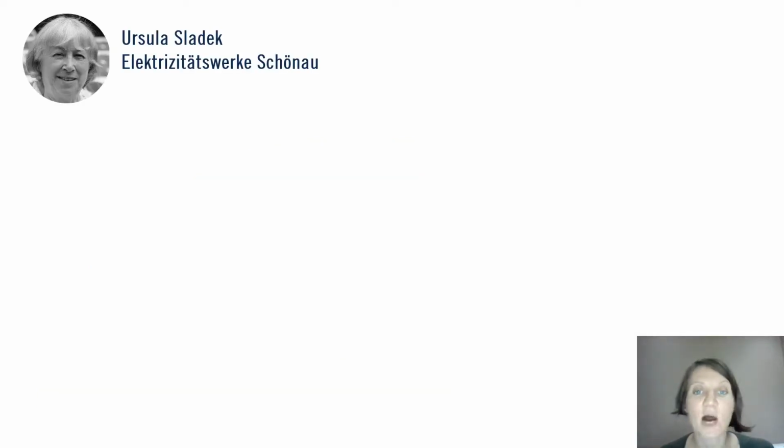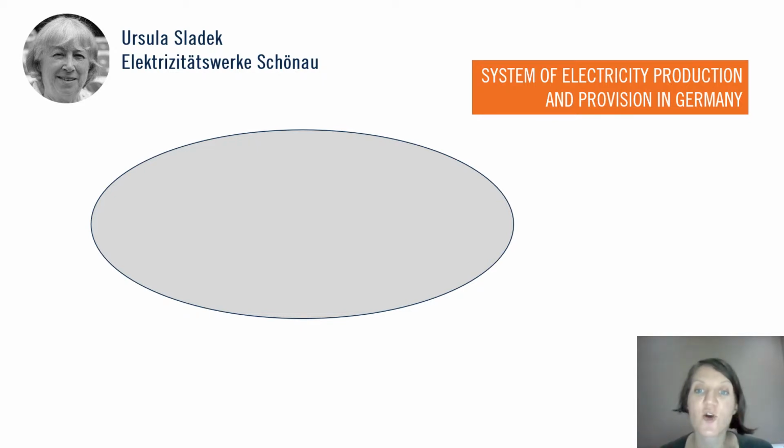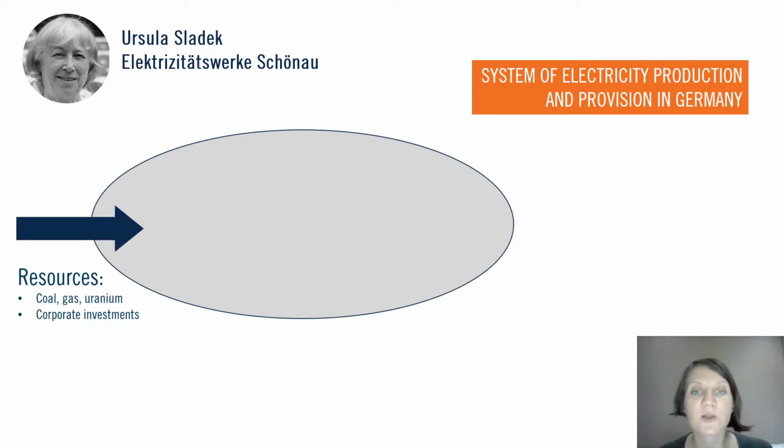Let's have a look at how a system can be analyzed using the 5R tool. We will look at the system of electricity production and provision in Germany that has been the center of attention of our German fellow Ursula Sladek quickly upon the Chernobyl nuclear power plant catastrophe. The resources that have been going into the system back then included coal, gas, and uranium. The financial investments used to come from the corporate side.